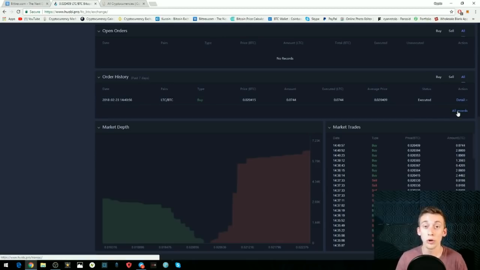And you can also look at all your records, which is cool too, and print those out for the tax man or whatever you want to do. And you can look at buy and sell separately.